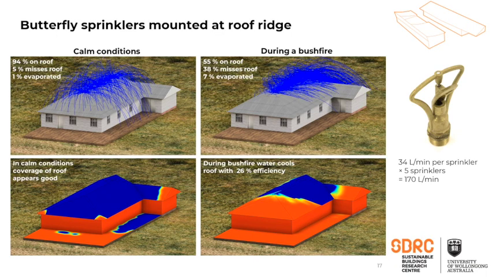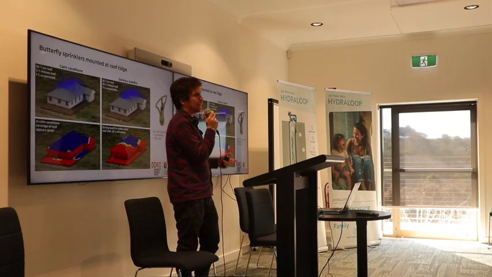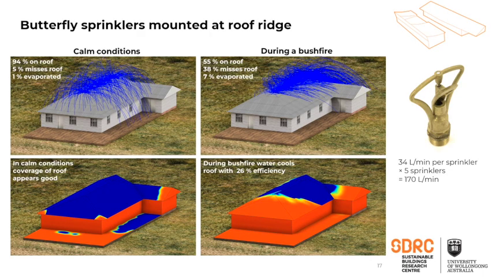The last few slides I have are from the modelling we did for the Planetary Health Centre. We've put together some of these images which sort of illustrate how much wind affects sprays during bushfire. So we've simulated 6 different systems. This is one system. This system has 5 butterfly sprinklers mounted on the ridge of the roof. And the left-hand images are from a simulation under typical conditions, so that might be what it looks like when you're testing the system. The droplets are shown here in the top image, and you can see 94% of the water is landing on the roof when you test it.